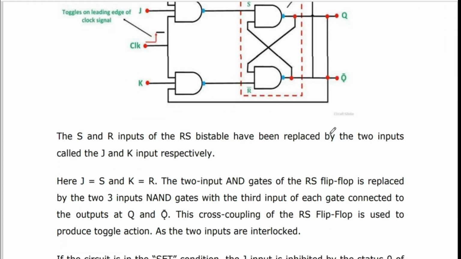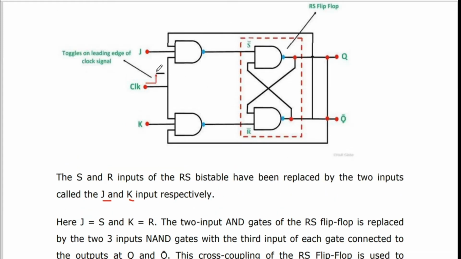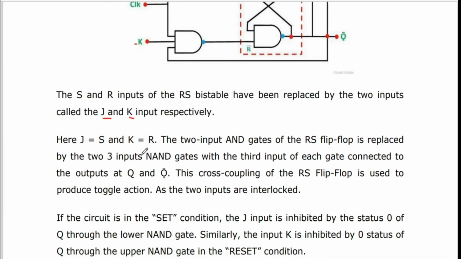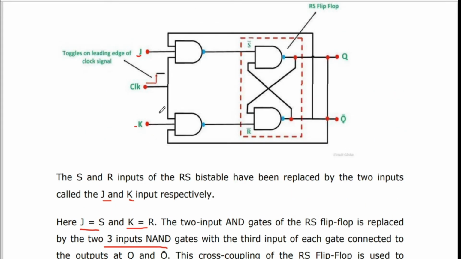Okay. So the S and R inputs of the RS flip-flop have been replaced by two inputs called J and K. Earlier we had S and R, now they have been replaced with J and K respectively. Here J is nothing but S and K is nothing but R. The two-input AND gates of the SR flip-flop are now replaced by 3-input NAND gates. We have the 3-input NAND gates with J, clock, and one of the outputs coming from the output end, that is, for J it is Q bar and for K it is Q.